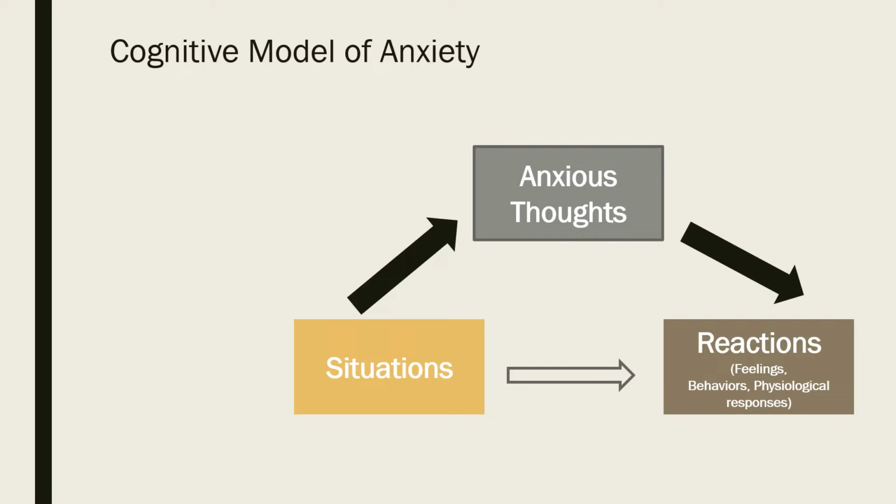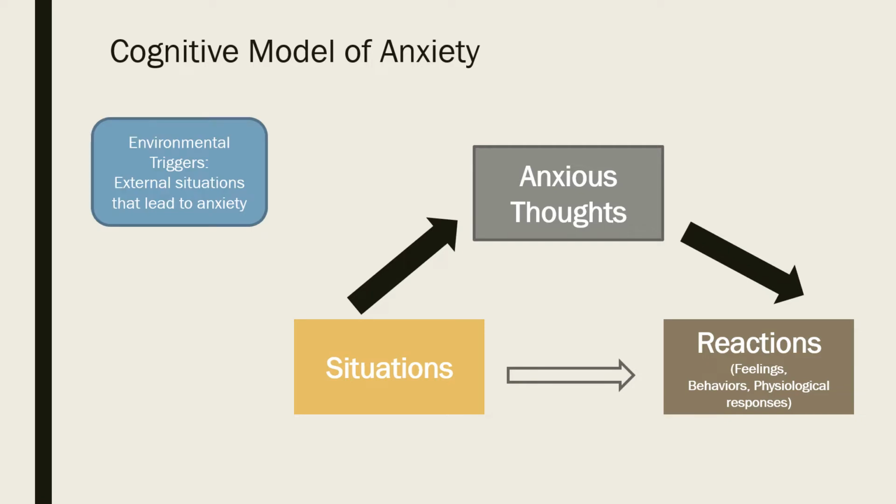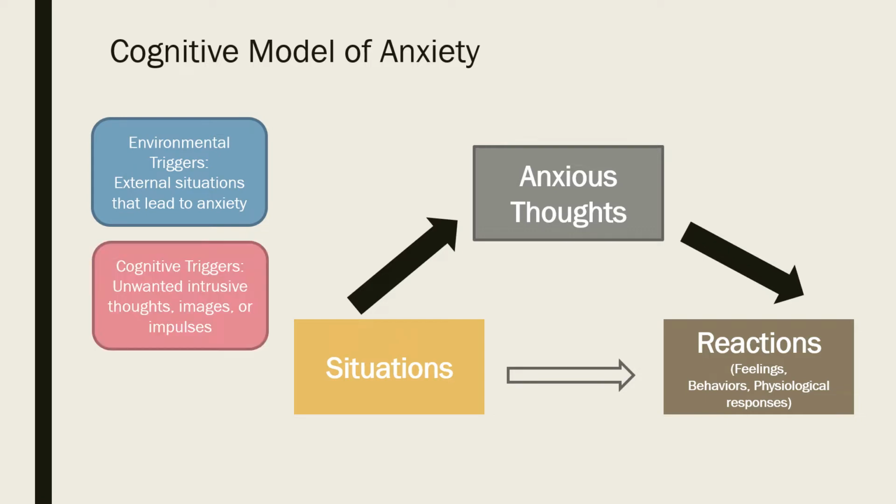There is a benefit of differentiating different types of triggering situations in treating anxiety, such as environmental triggers, which are external situations that lead to anxiety. And then there are some internal triggers, such as cognitive triggers. These are unwanted intrusive thoughts, images, or impulses. So these internal thoughts themselves actually become triggers, so people get more and more anxious.